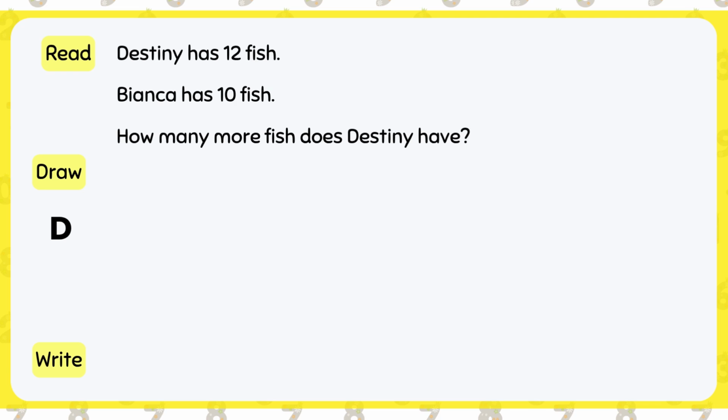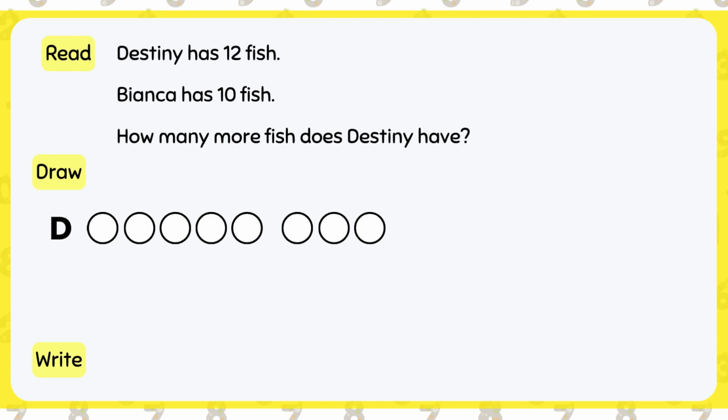All right, so here we go. I'm going to go ahead and draw 12 fish. Can you count with me as I draw them? Here we go. 1, 2, 3, 4, 5, 6, 7, 8, 9, 10, 11, 12. Perfect. All right, now I got to stop because that's how many she had. All right, then it says Bianca has 10 fish. All right, I definitely want to draw Bianca's 10 fish. What do you think I could do to make sure that I stay organized in my drawings and let everybody know that the rest of the fish I'm about to draw belong to Bianca?